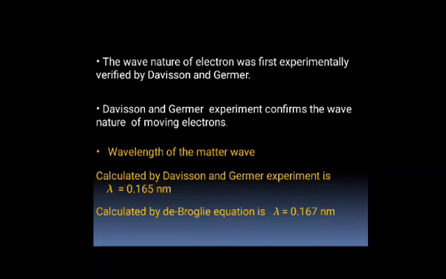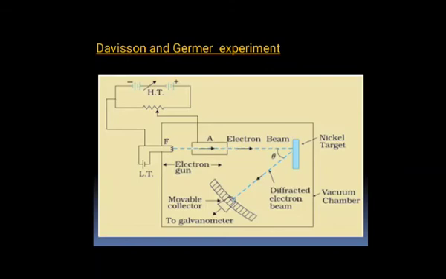Now the wave nature of the electron was first experimentally verified by Davisson and Germer. So the Davisson and Germer experiment confirms the wave nature of moving electrons. The wavelength of matter waves calculated by the Davisson and Germer experiment is lambda is equal to 0.165 nanometer, and calculated by the de Broglie wavelength is lambda is equal to 0.167 nanometer. Now let us see the Davisson and Germer experiment.